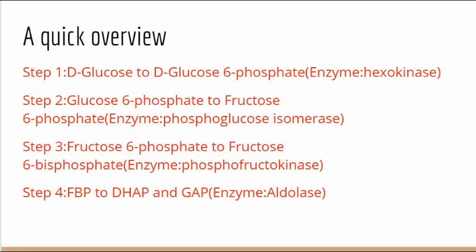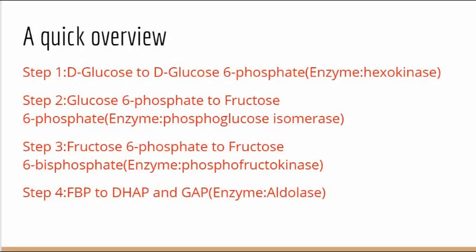Alright, so now let's go into the quick overview. Okay, so step 1, we had D-glucose to D-glucose 6-phosphate with the help of hexokinase. So we had phosphorylation occurring over here. With step 2, we had glucose 6-phosphate to fructose 6-phosphate. This happened through the rearrangement of the carbon-oxygen bond with the help of the enzyme phosphoglucose isomerase.